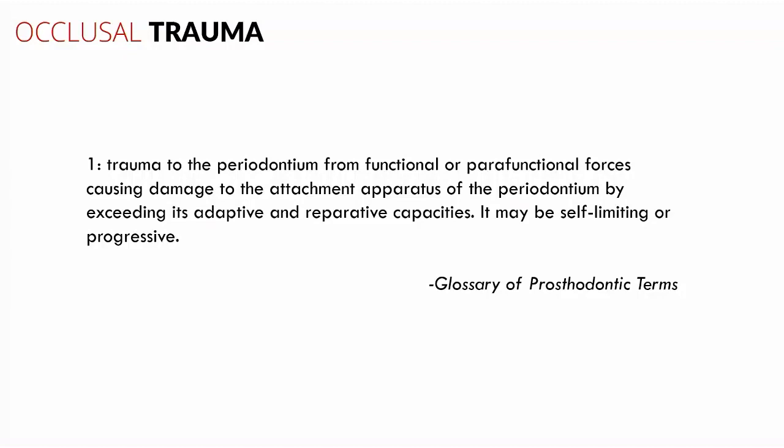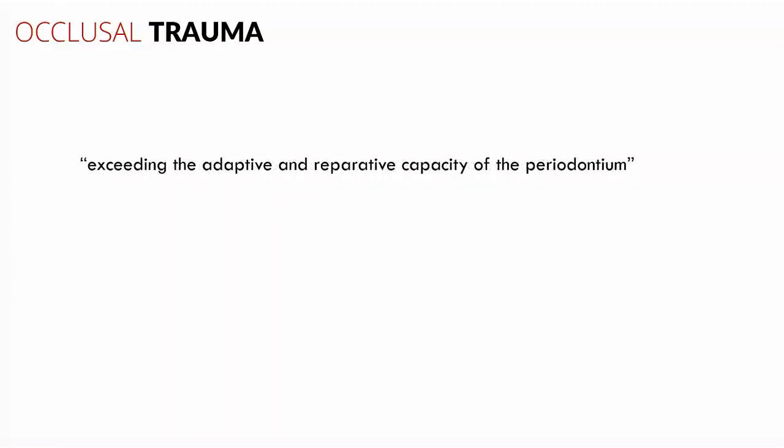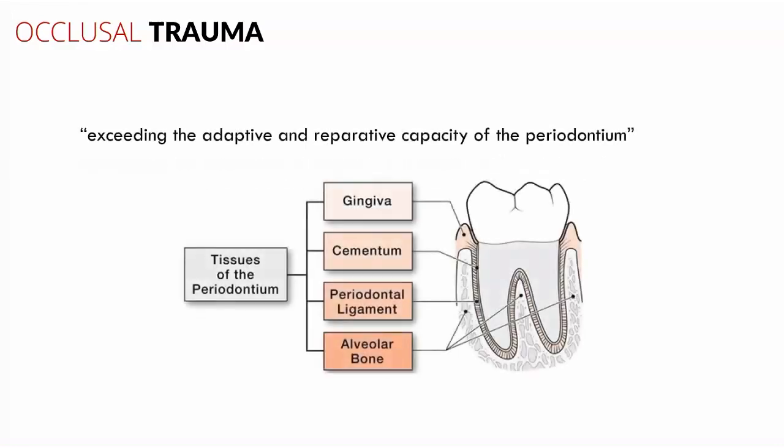It's trauma to the periodontium from functional or parafunctional forces causing damage to the attachment apparatus of the periodontium by exceeding its adaptive and reparative capacity. It may be self-limiting or progressive. The part I want to focus on is exceeding the adaptive reparative capacity of the periodontium. Let's unpack this a little bit.